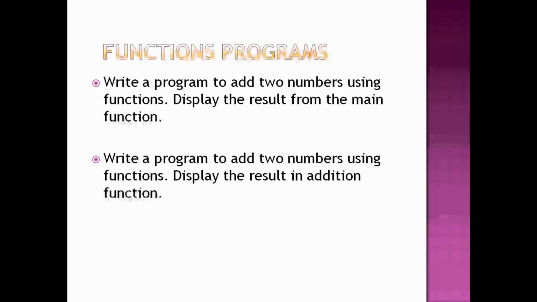So let's see. I'm writing the first program, which is very simple: write a program to add two numbers using functions, and display the result from the main function. I told you in the last video that even if there is no other function, there will be at least one function, the main function, in our C program. But in this program we have to do the work with the help of a function. So we will write one function whose job is to add two numbers. Let's go to our Turbo software.